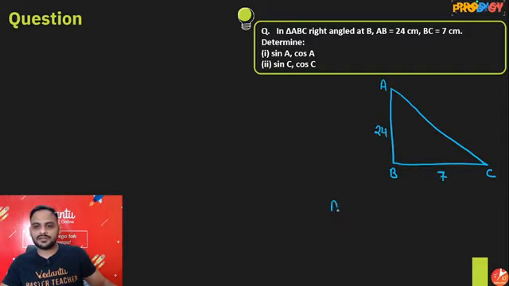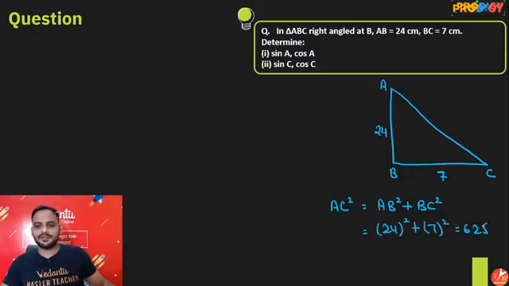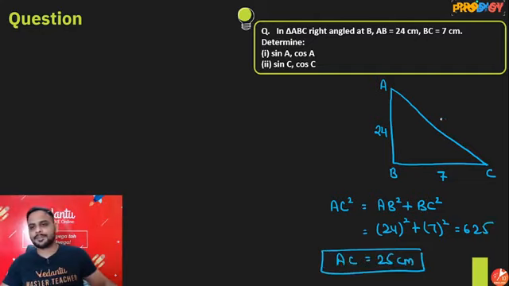By Pythagoras theorem, I can clearly say AC square is equal to AB square plus BC square. So 24 square plus 7 square will be equal to 625. So AC will be the square root of 625, which is 25 centimeters. This is 25. Now they are asking first sin A, cos A. We'll find out all the values.